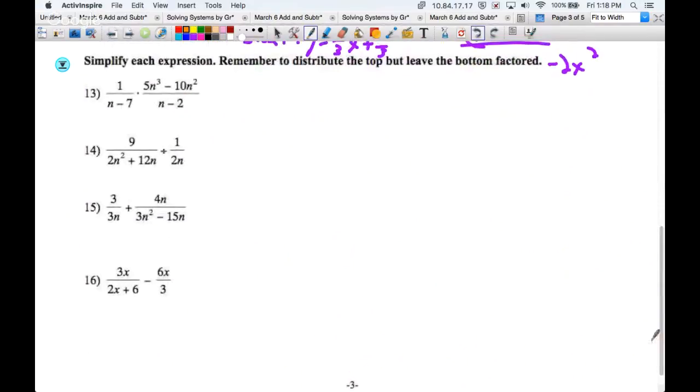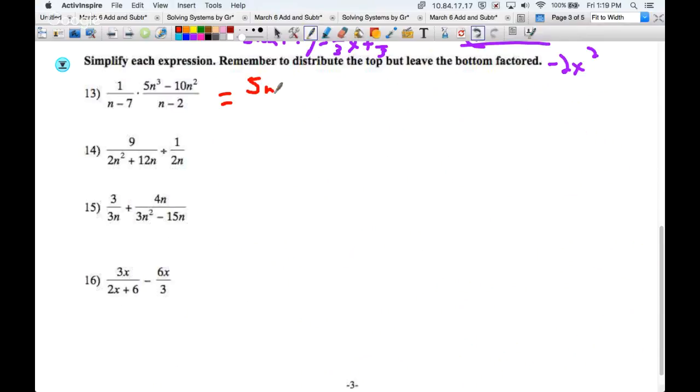All right, simplify each expression. We've got a multiplication, division, addition, and subtraction here. Well, let's jump into it. This here, I'm still going to factor the top just in case there's something that can cancel.